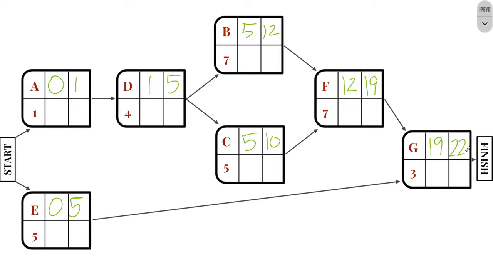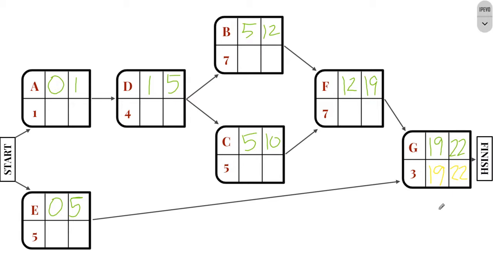All right, so now I'm going to work my way backwards to get my latest start times and finishes. That tells me how much wiggle room I have to procrastinate, essentially. So I'm going to start at the very end and work my way backwards. I'm going to start as though I'm on time, right? I'm going to say that it took me 22 days, which means that 22 minus 3 is just going to get me 19.